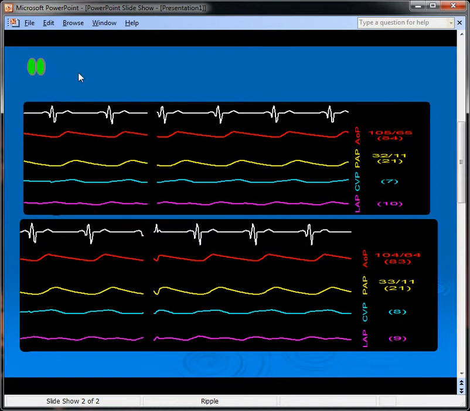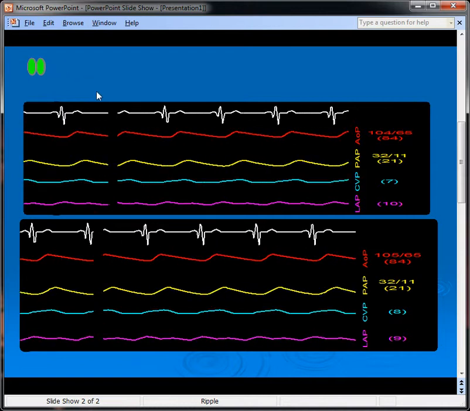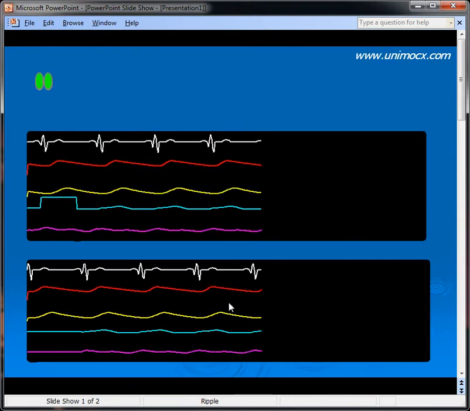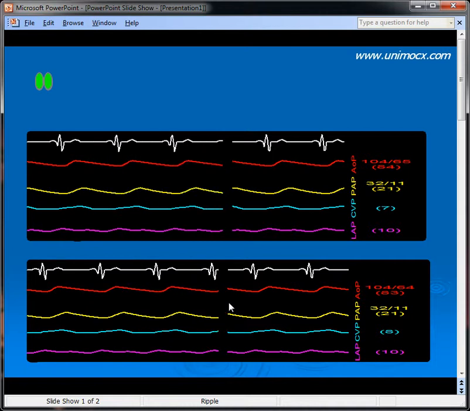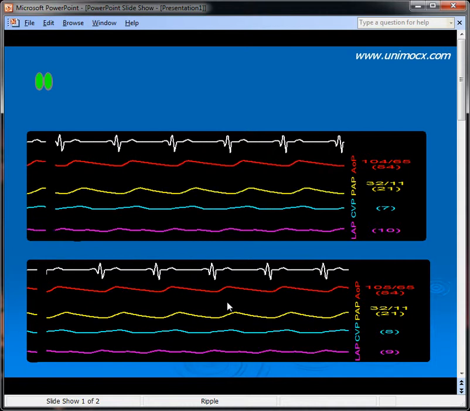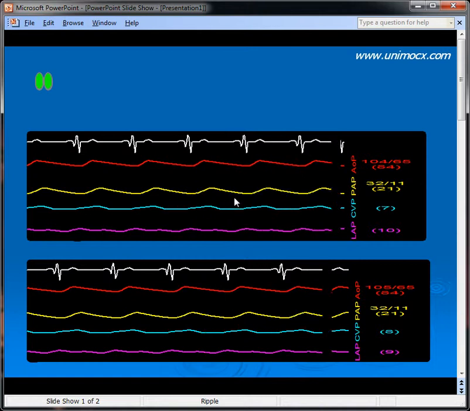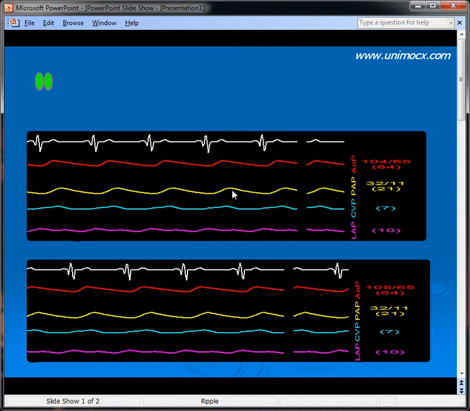So when we click to the next page, you'll see both charts are now operating as one would expect. This control has been activated because we've viewed it. If we go back now to the original first page, you'll see that both charts are working. So once a UniMocX control in PowerPoint gets viewed, it gets activated, and it stays activated, and the information will be accessible throughout the presentation once it's activated.